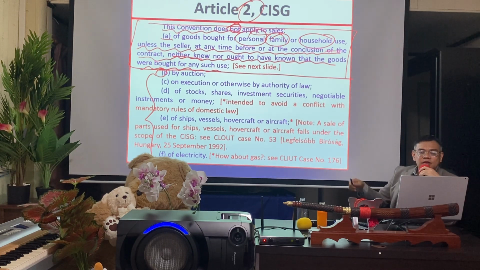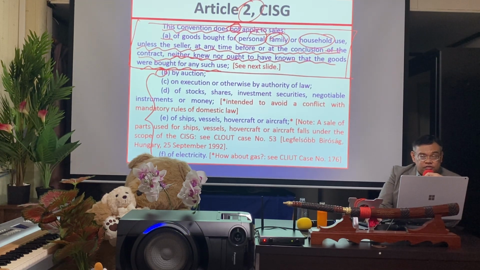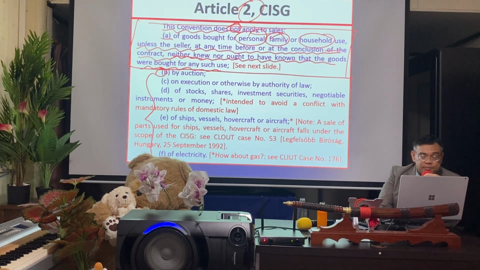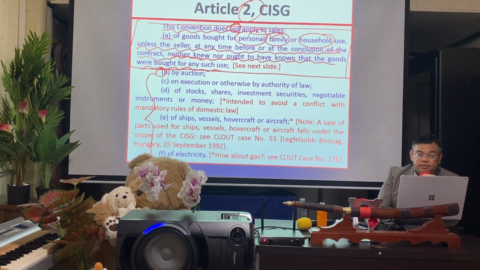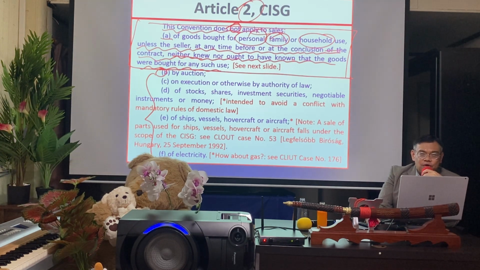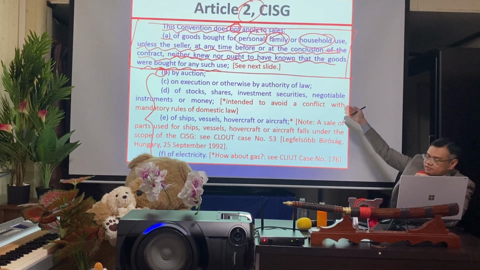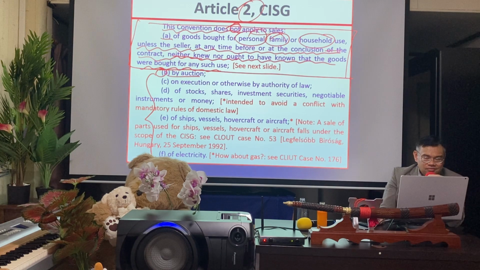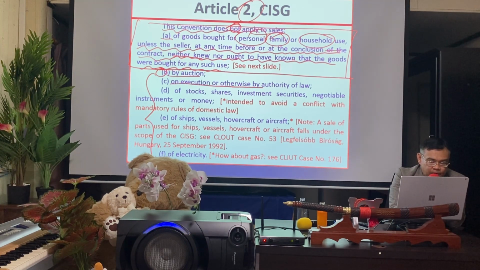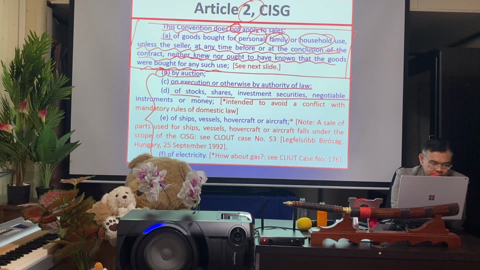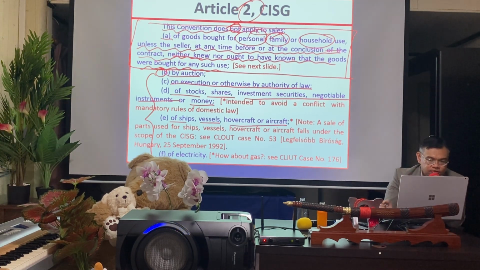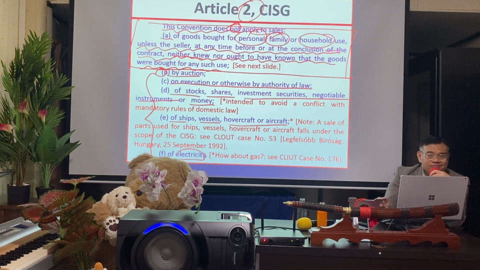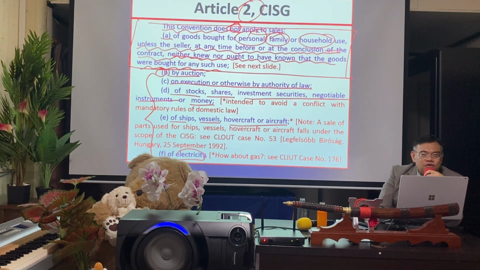You can see that these are the sales or transactions which are placed outside the application of the CISG. Even though they may be sales, it is felt that they should not fall within the application of the CISG. Look at these items: the sale by auction, the sale on execution or otherwise by authority of law, the sale of stocks, shares, investment securities, negotiable instruments, or money, the sale of ships, vessels, or aircraft, and the sale of electricity. These are not governed by the CISG.